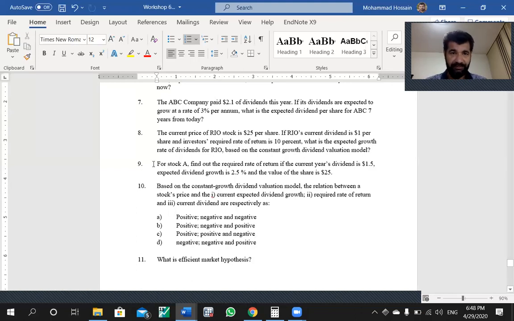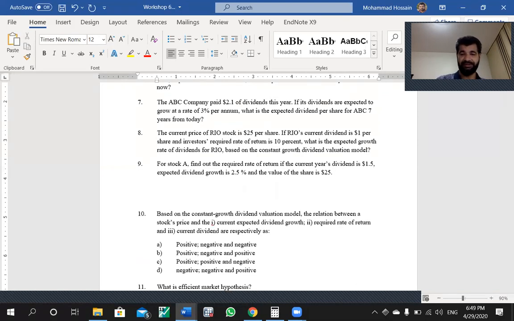All right, next do number 9. For stock A, find out the required rate of return if the current year's dividend is 1.5 and the expected dividend growth is 2.5, and the value of the share is 25. Our share price is $25, so our P0. Let's solve this one.